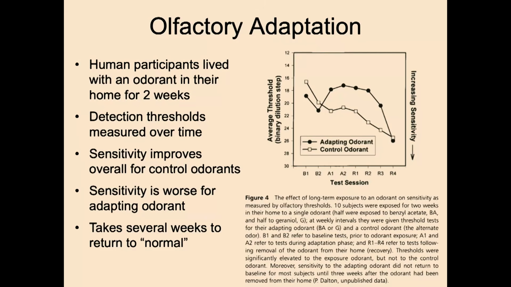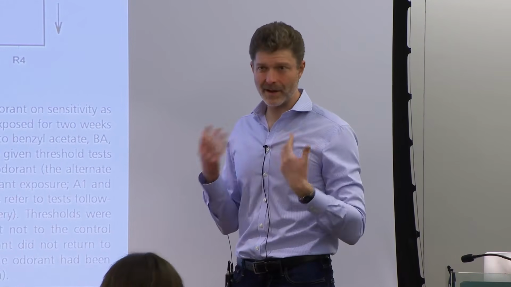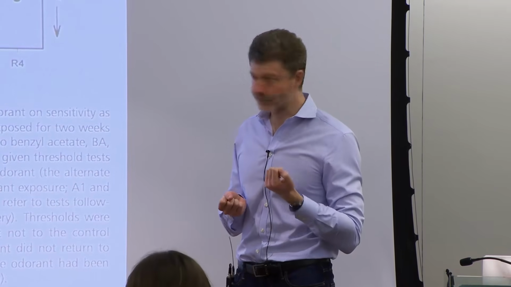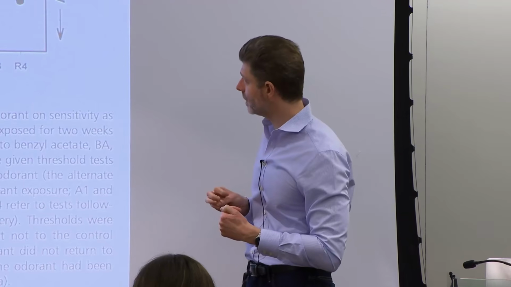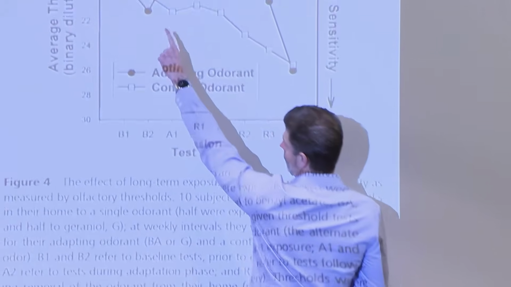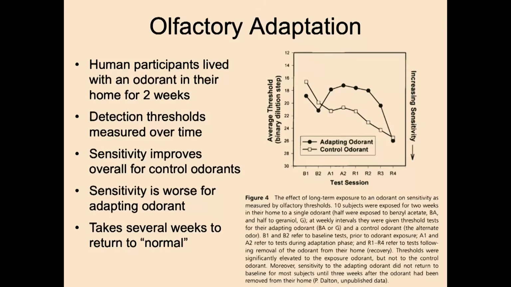Well, if we just look at what happens with the control odorant, you can see that the thresholds decrease over time. So with repeated tests, the detection thresholds drop. People get better at detecting the scent that they're repeatedly being tested on. That's just what normally happens if you test somebody a whole bunch of times in a row. And you can also see that in the baseline tests, B1 and B2, the thresholds for the 2 odors are about the same. The black and the white dots are pretty close.